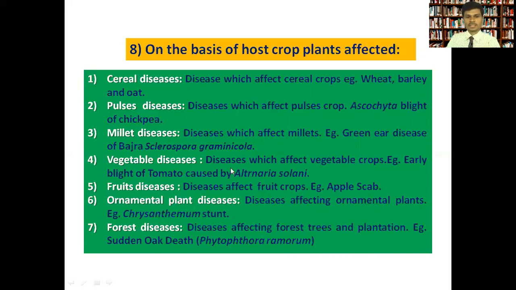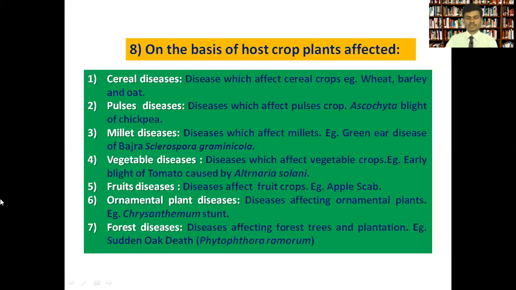Then vegetable disease, diseases which affect vegetable crops. Example, early blight of tomato, caused by the fungus Alternaria solani. Then fruit disease, the apple scab is a very well-known disease of the apple fruit, termed a fruit disease. Then ornamental plant disease, diseases affecting ornamental plants, such as those caused by the pathogen Chrysanthemum stunt viroid.